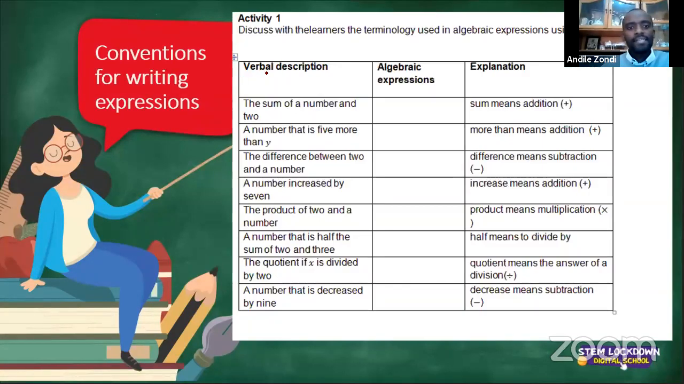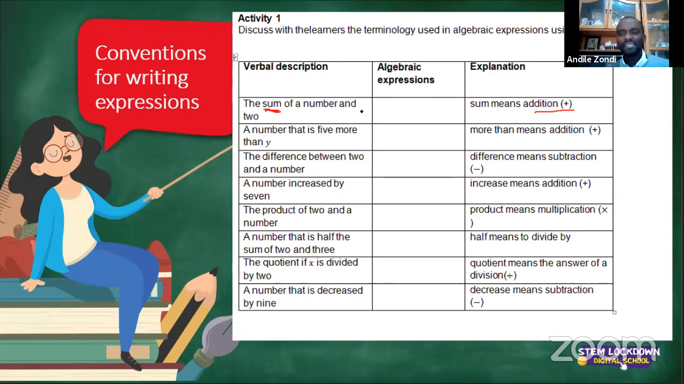Here is a verbal description. I'm using words, and here I'm giving you hints on what certain words mean. The first one says, the sum of a number and 2. Remember, this is term 1's work, so you should know it. When they say sum, they actually mean you're adding. Sum means you're adding. Let me give you a couple of seconds. How would this expression look?